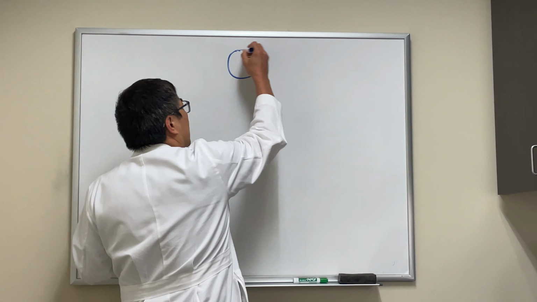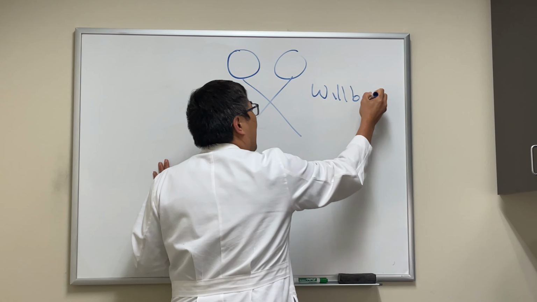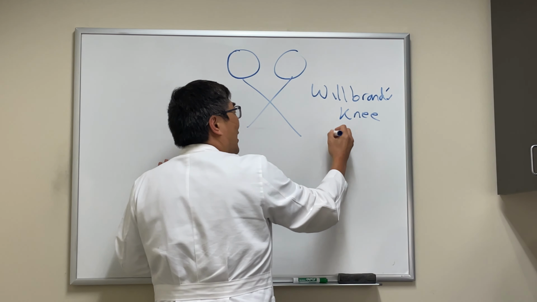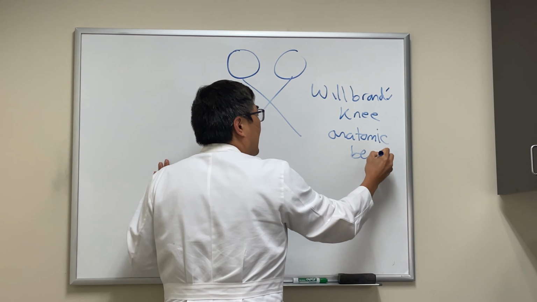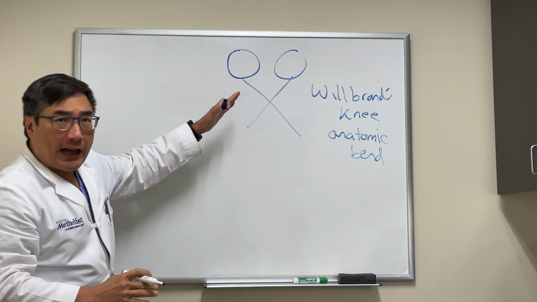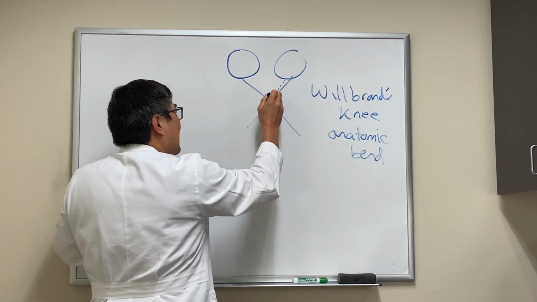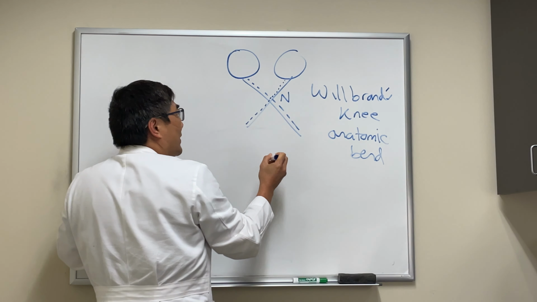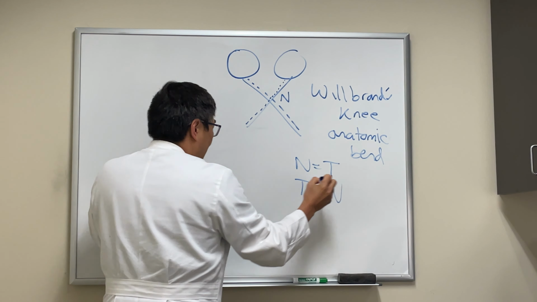So today we're going to be talking about the Wilbrand's knee, and it's called the knee because it was thought to be an anatomic bend in the nasal fibers as they're crossing. So as you know, in the chiasm, the nasal fiber crosses. The nasal fiber is the temporal field, and the temporal fiber is the nasal field.